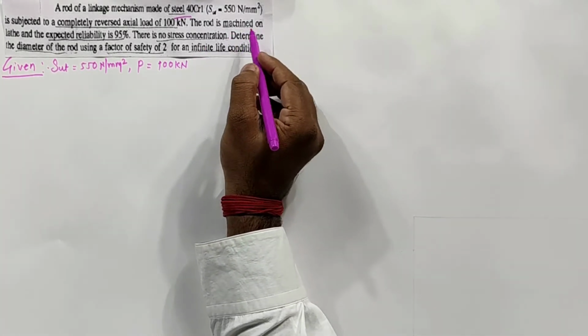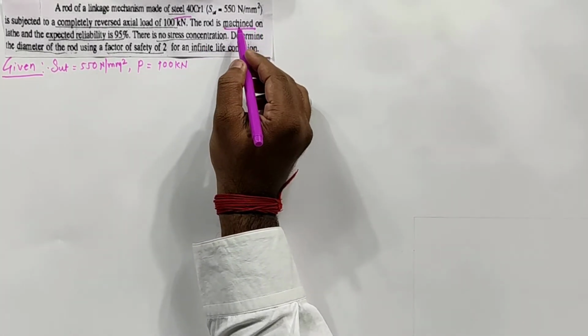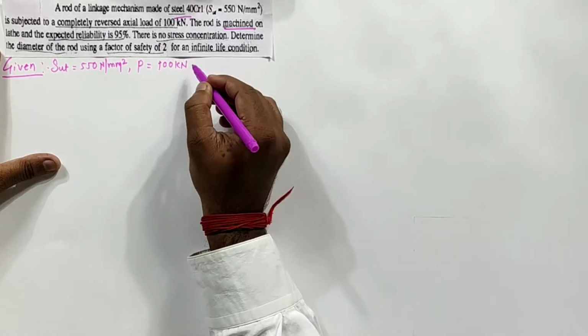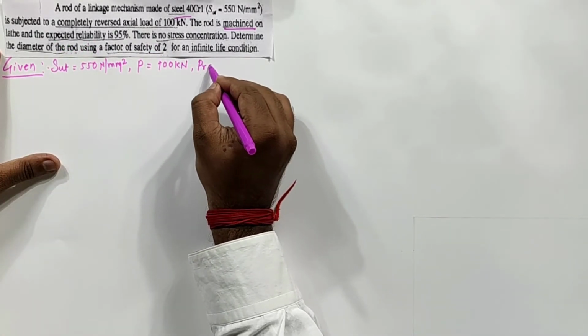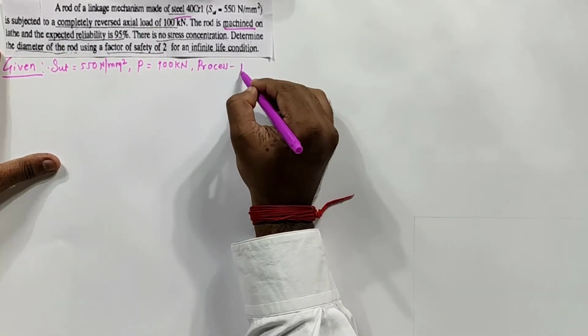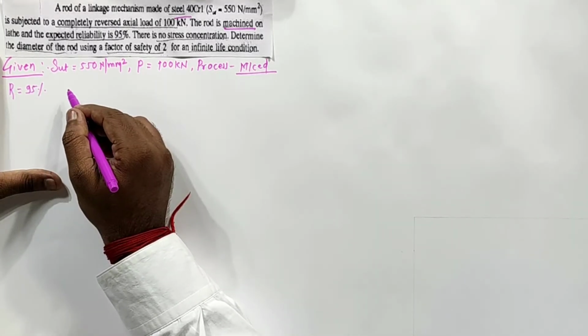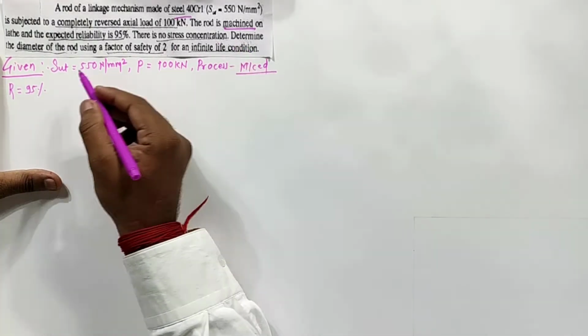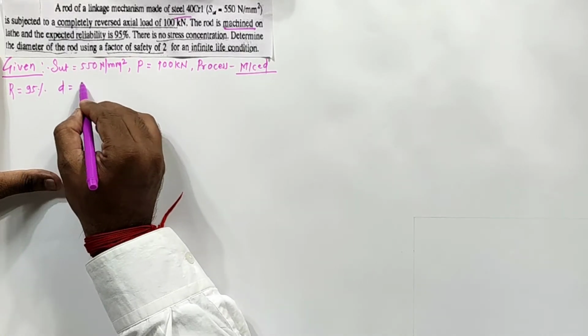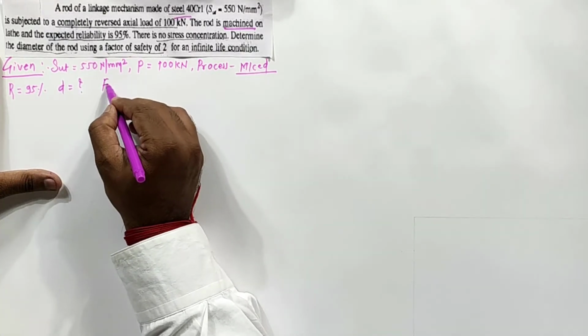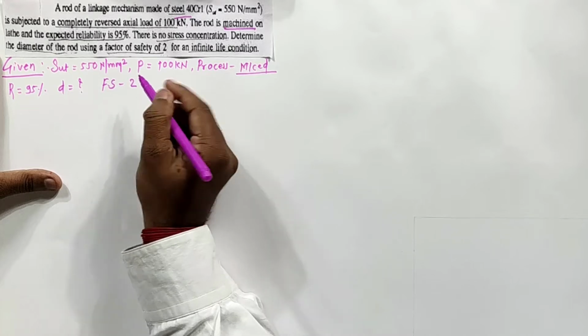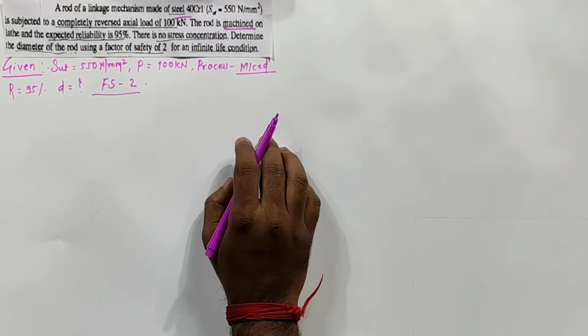The rod is machined, on a lathe, and the expected reliability R is 95%. There is no stress concentration. Determine the diameter of the rod, d is equal to question mark, if the factor of safety is 2 for infinite life condition.